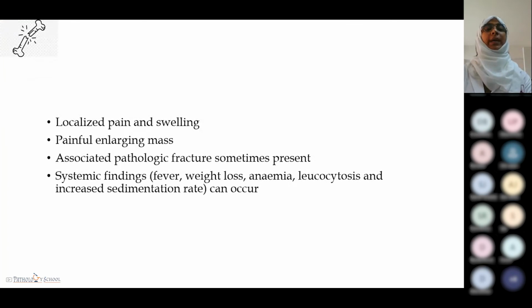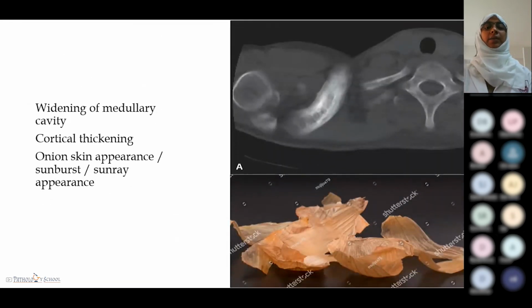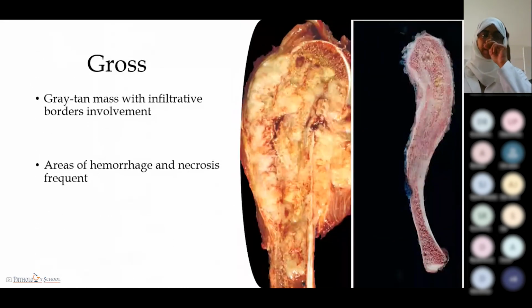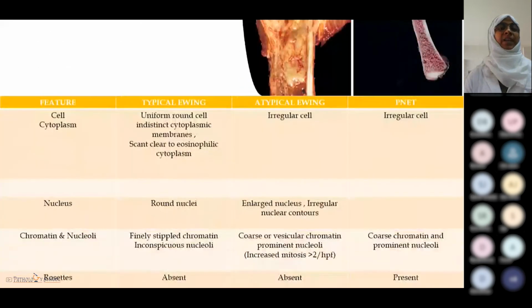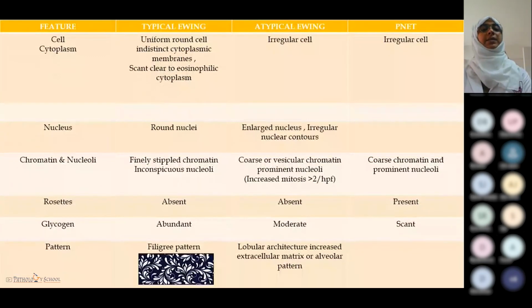Clinically, they mimic osteomyelitis, so they present with pain and swelling, with painful large masses and pathologic fractures. On radiography, you see cortical thickening and widening of the medullary cavity, with a typical onion skin appearance. On gross, there is a grayish-tan tumor with infiltrative margins, and areas of hemorrhage and necrosis are also noted. In Ewing sarcoma, there are three types: typical Ewing sarcoma, atypical Ewing sarcoma, and PNET. PNET is just like Ewing sarcoma but presents mostly in the soft tissues.